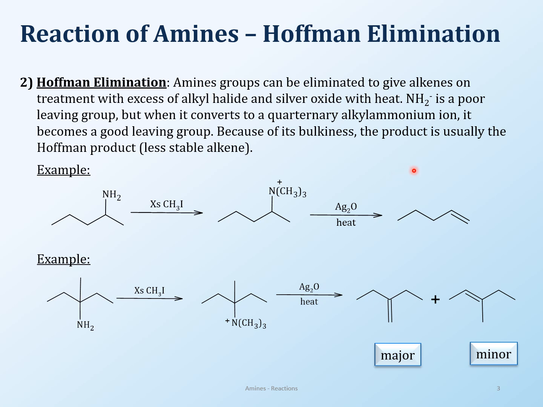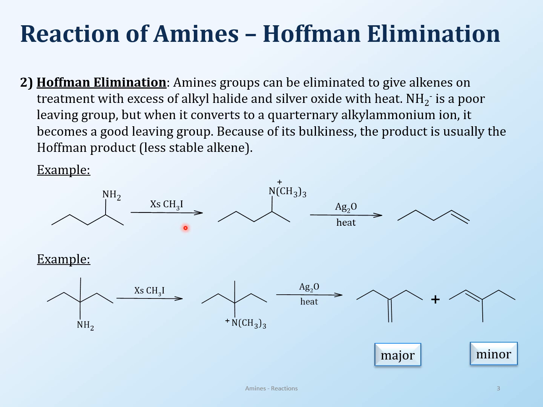The other aspect of this is that you have a nitrogen group here, right? An amine group. NH2 groups are terrible leaving groups. We know that because NH2 minus is a very strong base. So it's a terrible leaving group. In order to make an alkene, you need to make it a good leaving group. To make it a good leaving group, you can treat it with excess methyl iodide. You can use any alkyl halide, but methyl iodide is the most common one used.